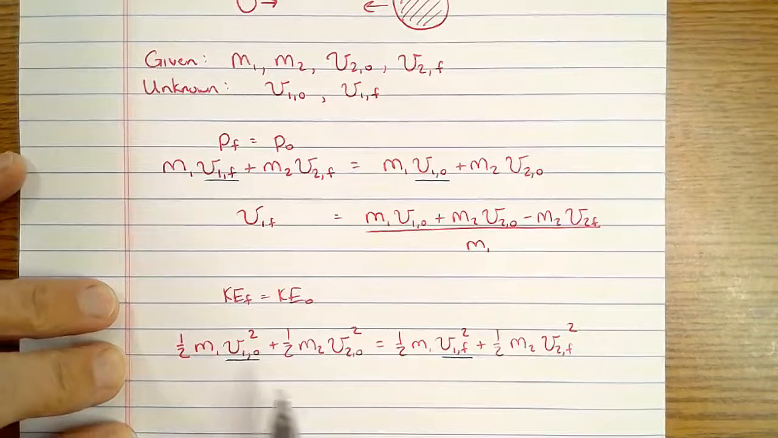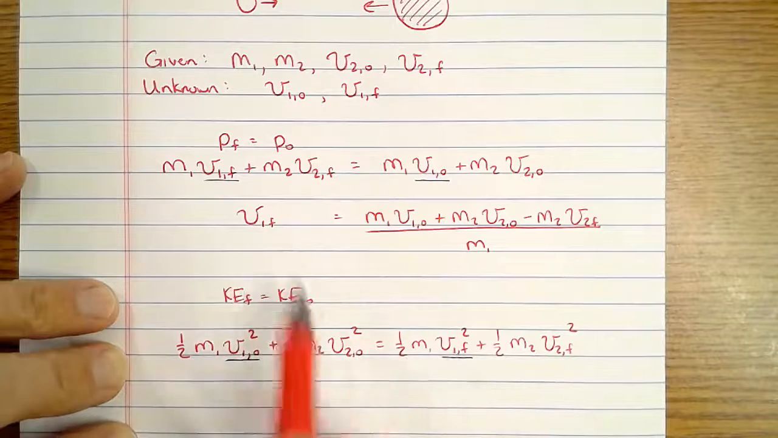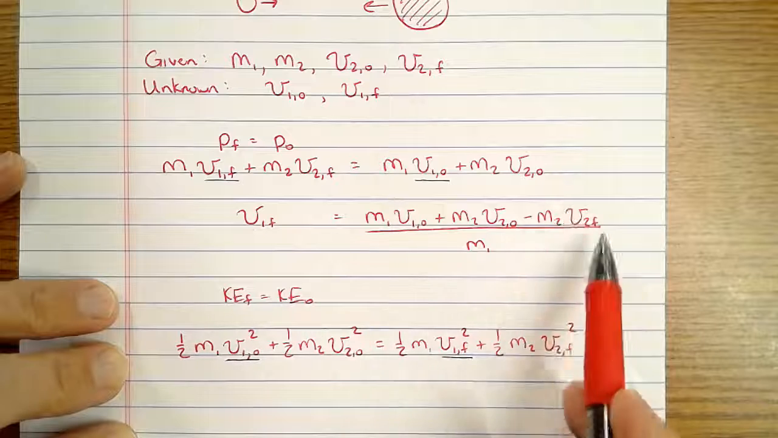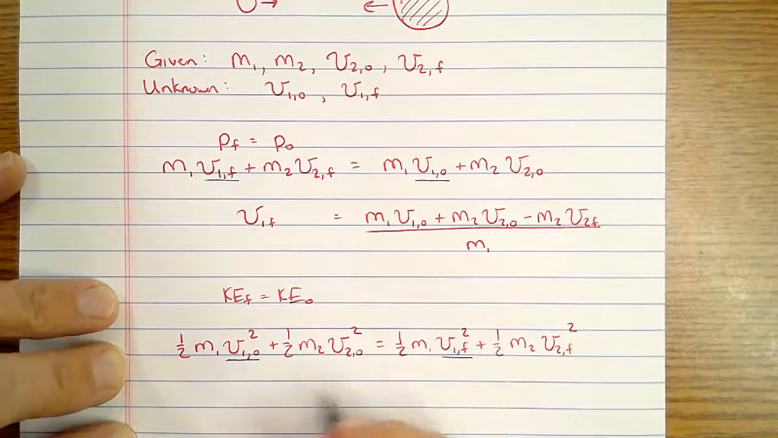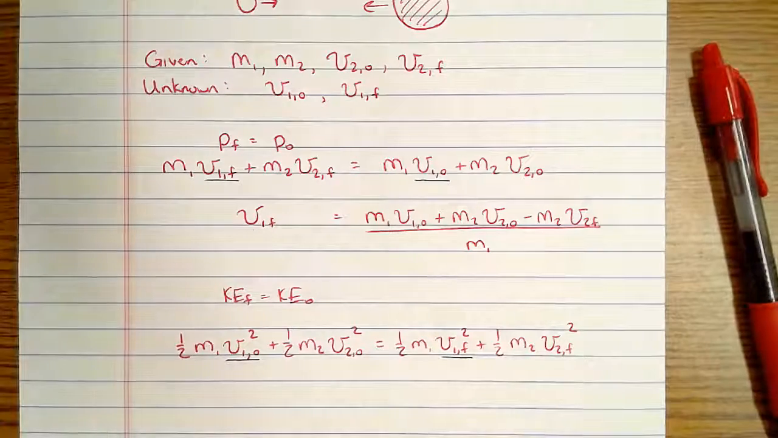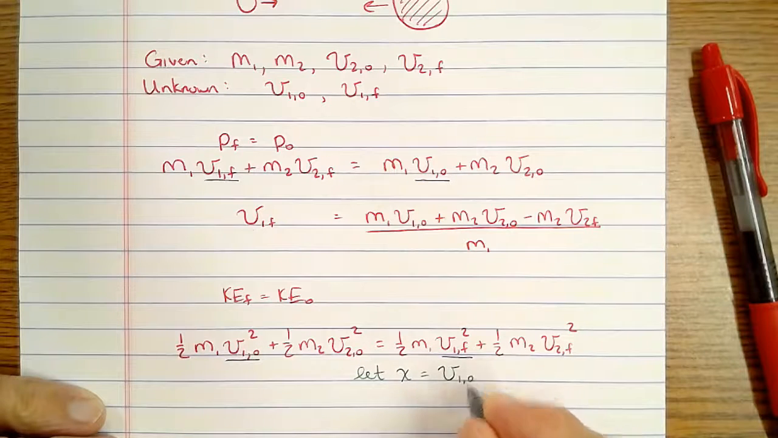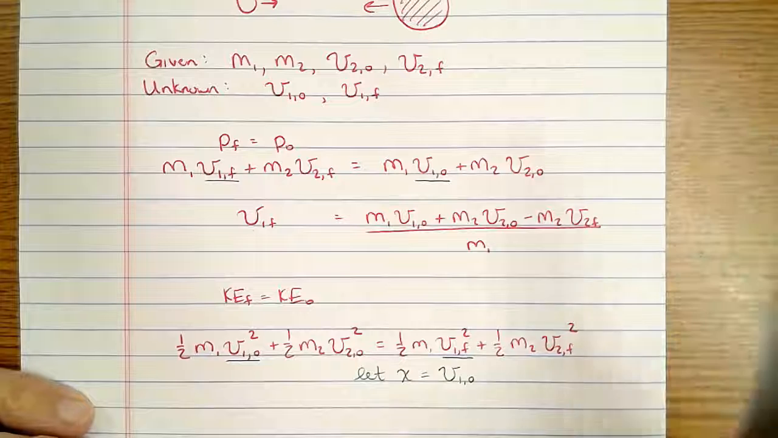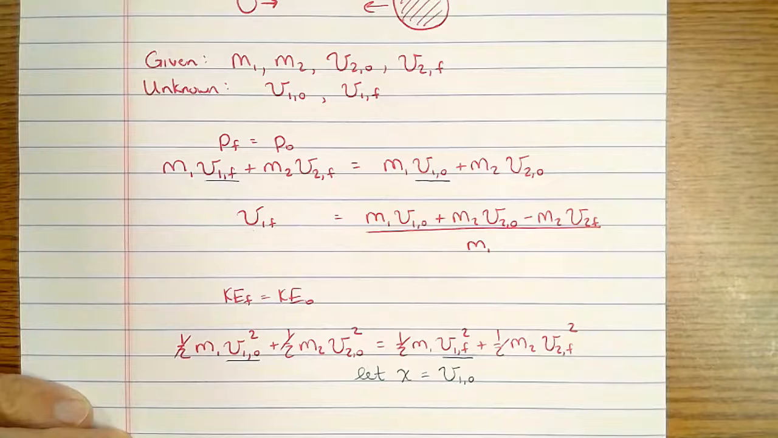So to solve this equation, I'm going to rewrite it, and I'm going to make the following substitutions. For V1 final, I'm going to put in this expression right here. And I'm going to write it here. I'm going to let my unknown, velocity 1 initial, be x. Okay? So when I rewrite this beast, by the way, everything has a half in it. I can cancel that, make my life a little easier.